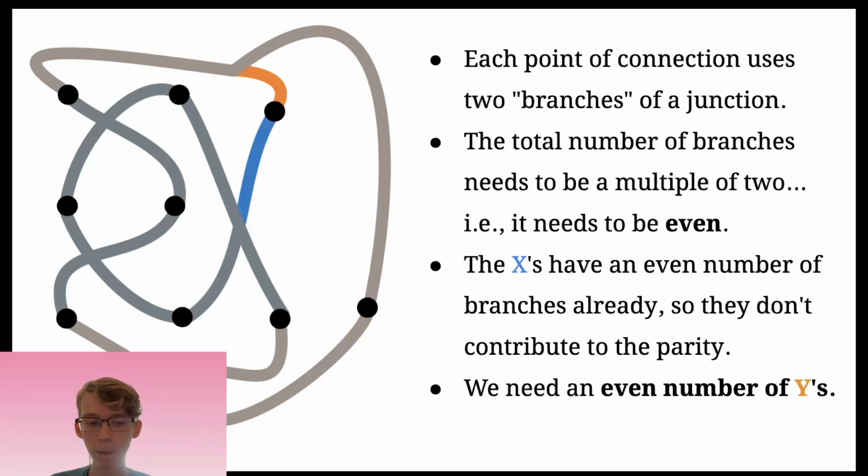And the reason we need an even number of y's is because if we had an odd number of y's, each of the y's has an odd number of branches, and an odd number times an odd number is still odd. So we'd have an odd total number of branches, even including the x's, which don't change the parity. And that means there would always be a dead end if we had an odd number of y's. So we need an even number of y's to connect them together to form a closed loop.